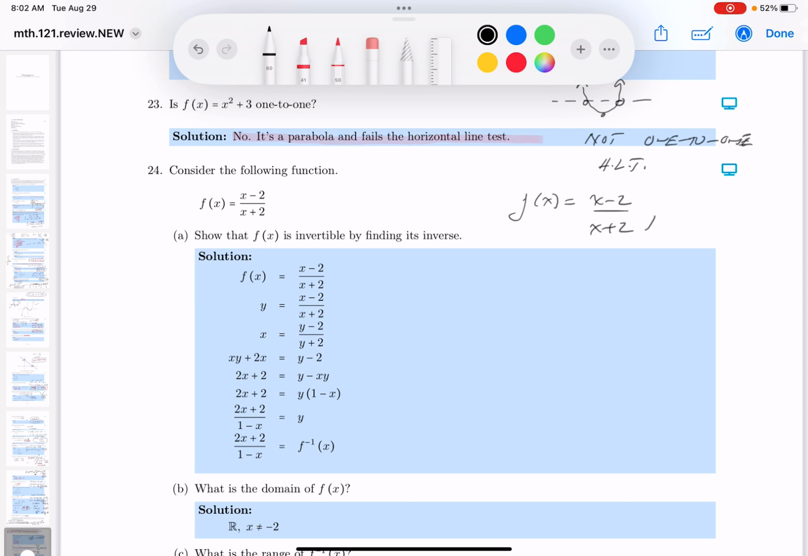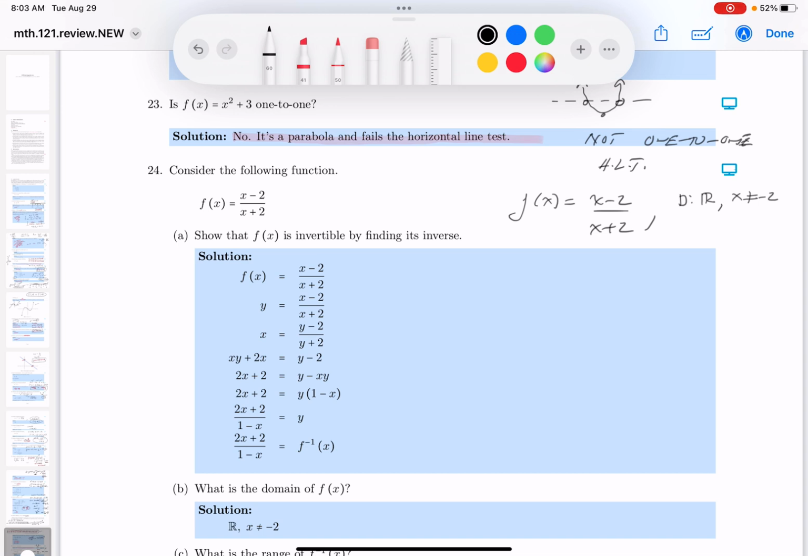I'm going to write down the domain of this guy over here. The domain is all real numbers. However, x cannot be minus 2. I kind of recommend maybe thinking about what this thing looks like. It's a rational function. It does have asymptotic behavior at minus 2. It also has a horizontal asymptote at 1, all right?